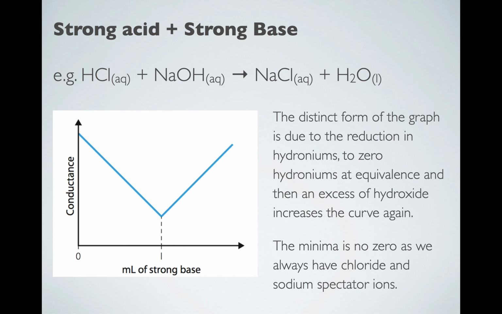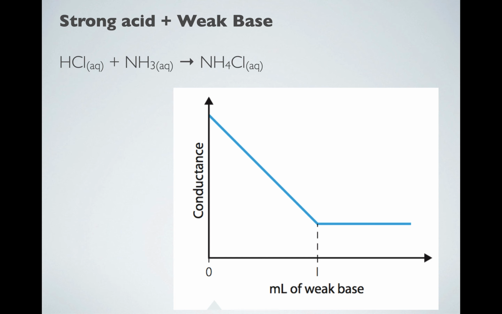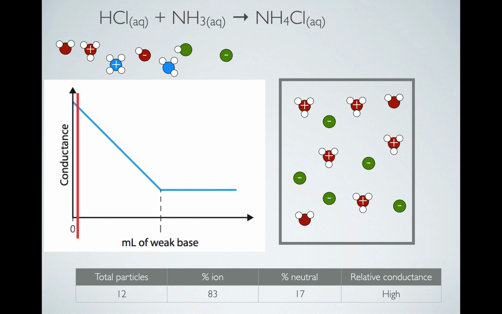Okay, let's look at our next example. This is a graph of a strong acid with a weak base. So I've used the example of hydrochloric acid reacting with ammonia and forming ammonium chloride. We get this distinct shape with conductance. Let's take a look at our model.